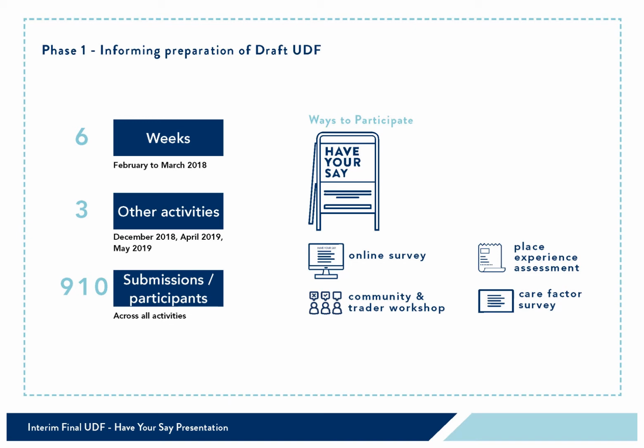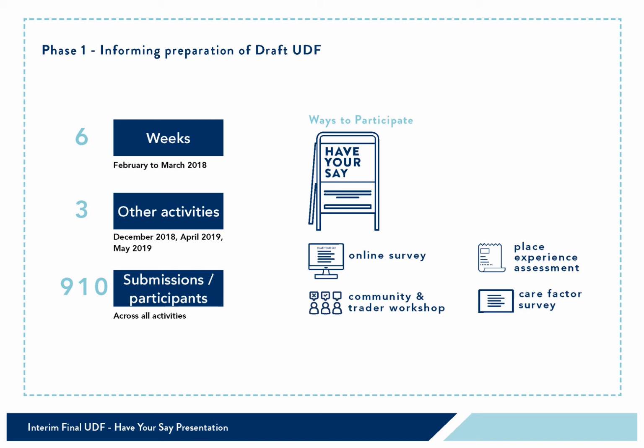In order to spread the word in the community to participate, the city organized social media posts, an article in the city's community update, newspaper ads, a 3,000-letter mail-out to owners and occupiers in the area, and attended Paco Festa to distribute flyers. Further engagement was also undertaken in December 2018 when a consultant collected face-to-face surveys for each street block along Pakington Street. In April 2019, the city held a trader workshop in the Geelong West Library, and in May 2019, care factor surveys were collected for Geelong West.